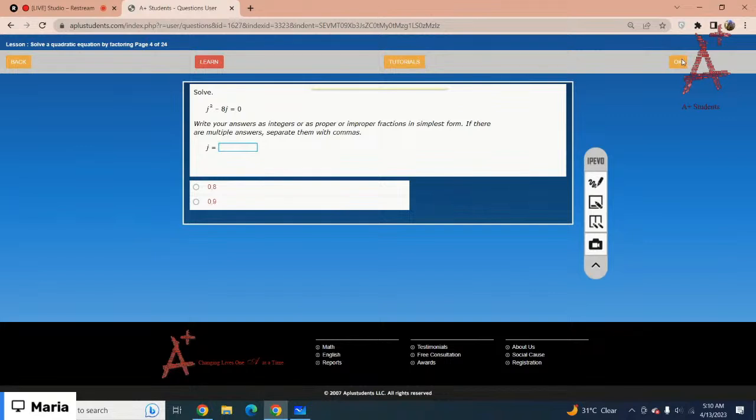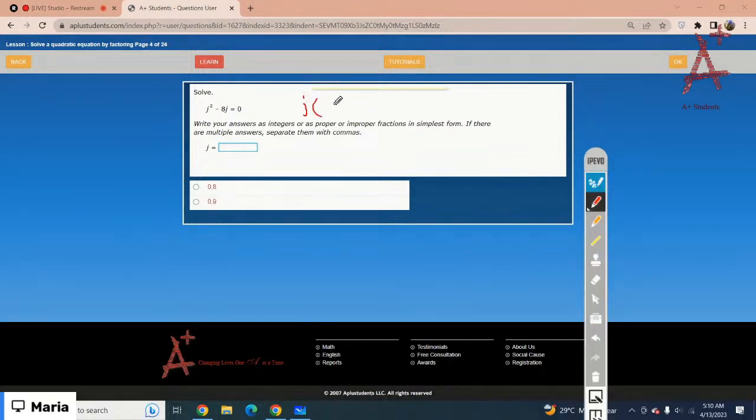Okay, the next one is j square minus 8j equals 0. So which is the correct option? You can take common j and you are left with j minus 8. Now equate them with 0. J equals 0 and j minus 8 equals 0. So it would be j equals 8. So it has two answers, 8 and 0. Got it? So the correct option is 0 and 8.